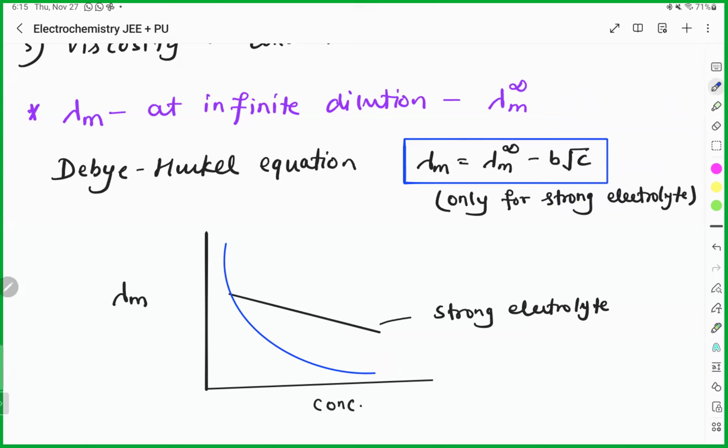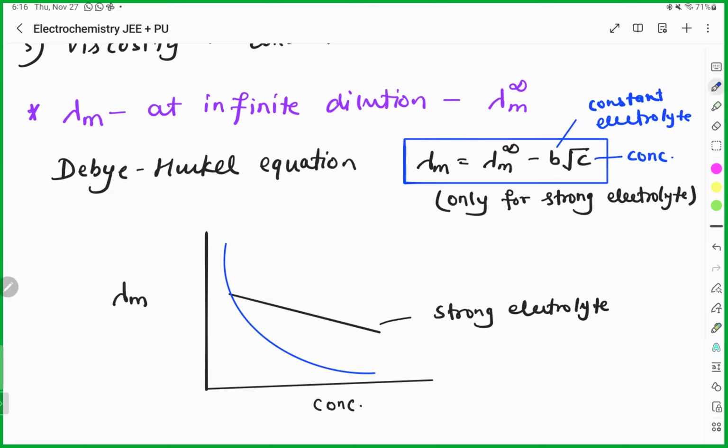Okay. And here, because we know this is the concentration, what is the meaning of C? Concentration. B is the constant, and for a given electrolyte it will be a fixed value, right? And B root C is okay. Yeah. And B is for a given electrolyte. For KCl it could be different, for MgCl2 it could be different. It depends upon the nature of the material.